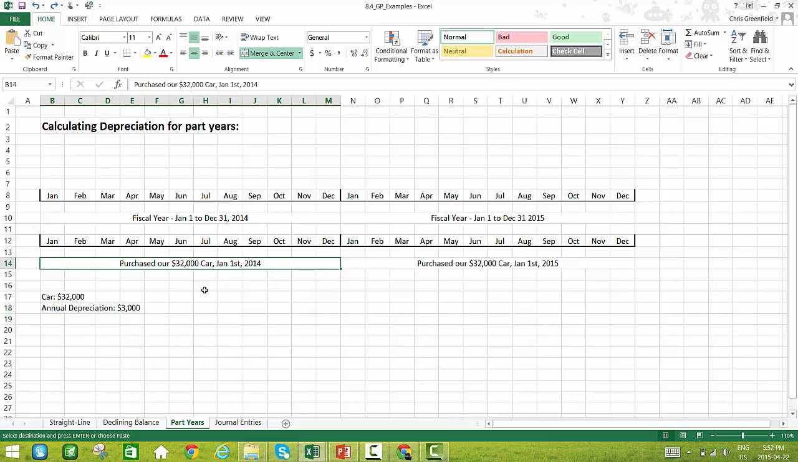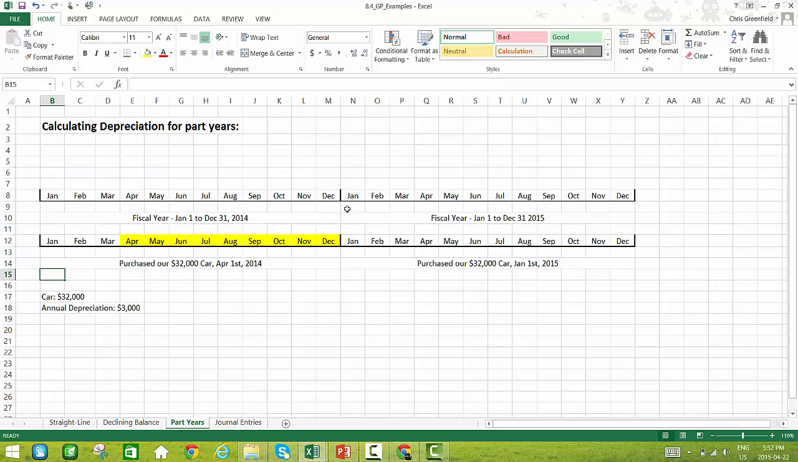We often buy assets in the middle of the year when we need them, and we have to treat them differently. So in this case, let's imagine that we are buying our vehicle on April 1st instead. So I'm just going to adjust this down here. April 1st. So now what we have to do is calculate the depreciation for just those months. And since we've calculated the partial use of prepaid insurance, this process is going to look a lot the same.